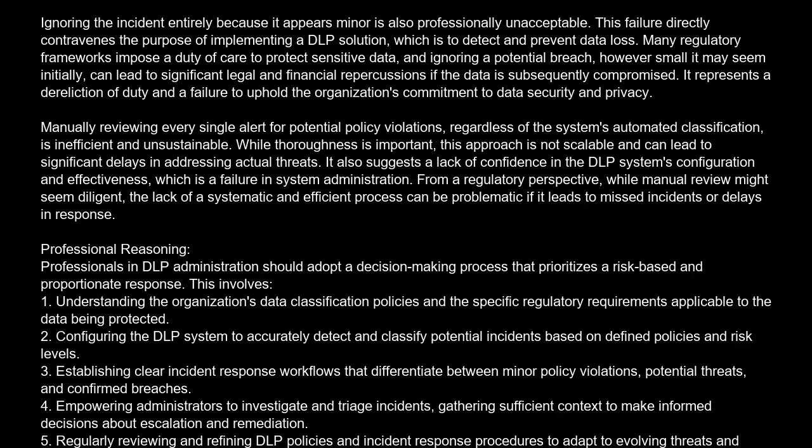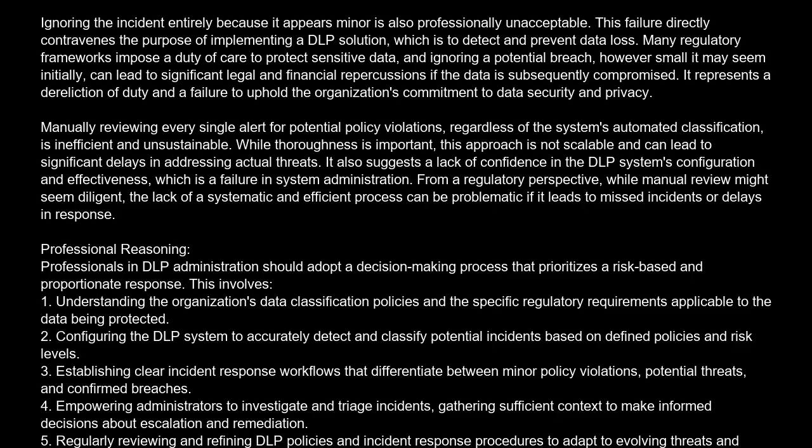Professional reasoning. Professionals in DLP administration should adopt a decision-making process that prioritizes a risk-based and proportionate response. This involves: 1. Understanding the organization's data classification policies and the specific regulatory requirements applicable to the data being protected. 2. Configuring the DLP system to accurately detect and classify potential incidents based on defined policies and risk levels. 3. Establishing clear incident response workflows that differentiate between minor policy violations, potential threats, and confirmed breaches.